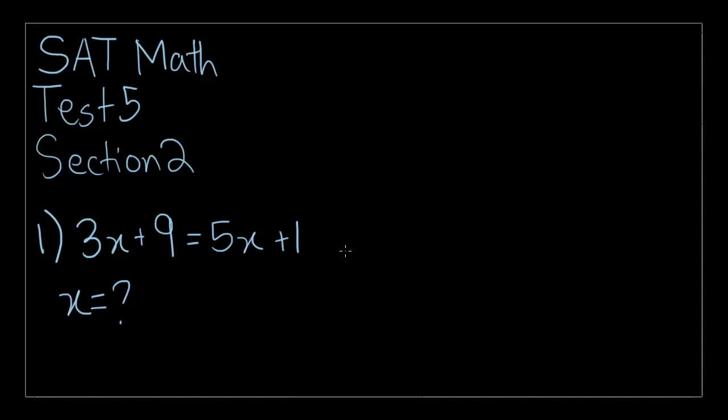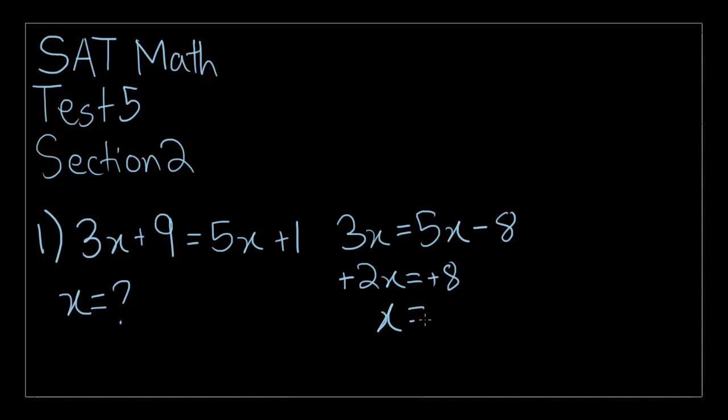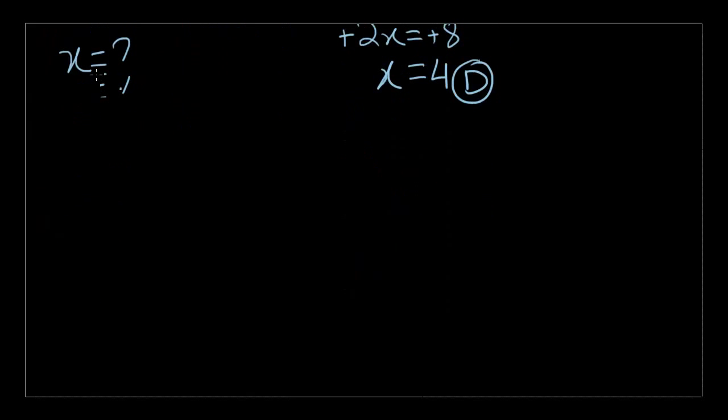So let's do the first step. Let's subtract 9 on both sides. So we get 3x is equal to 5x, 1 minus 9 is equal to minus 8. Let's subtract 5x on both sides, so minus 2x is equal to minus 8. The negatives cancel out. 2x is equal to 8. Therefore, x is equal to 4. And that's choice D. So, easy to start with. Some of the problems in this section are quite tricky, but not yet.